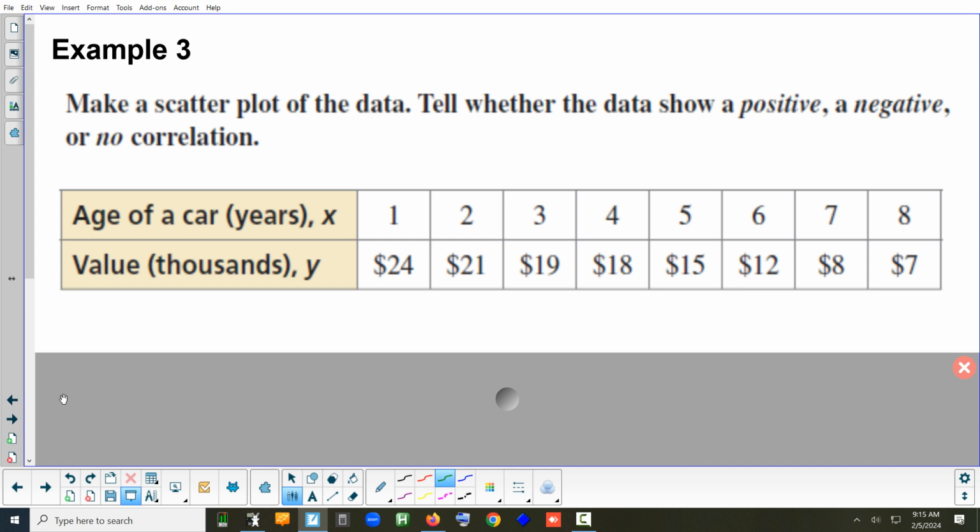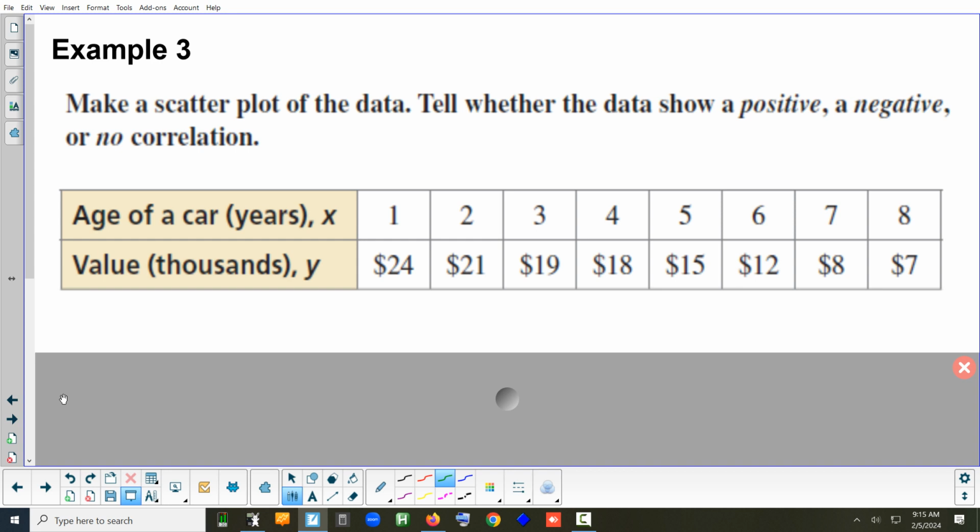Now, what does it say the x-axis should be? What are we going to put along the x-axis? 1, 2, 3, 4, 5, 6, 8. And what do those 1 through 8 represent? Like the age of the car. Yep, the age of the car in years.